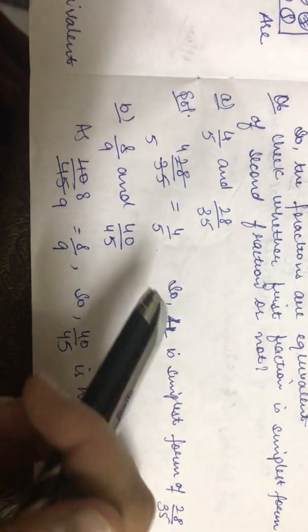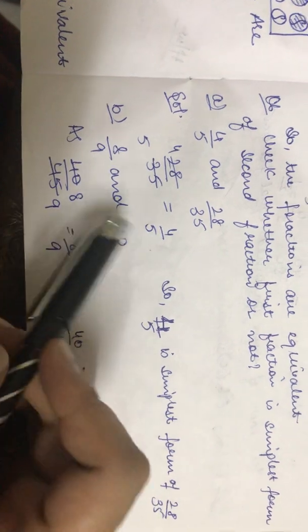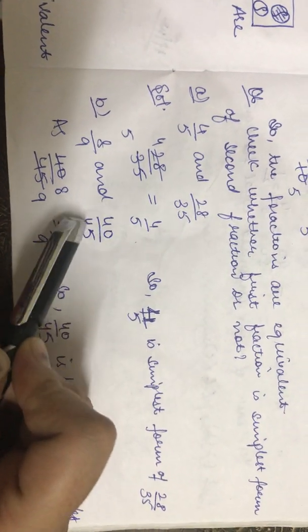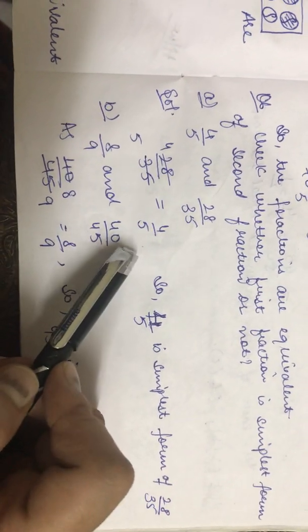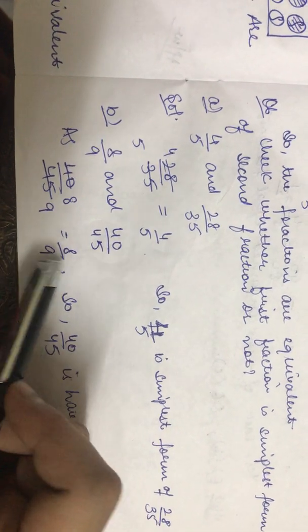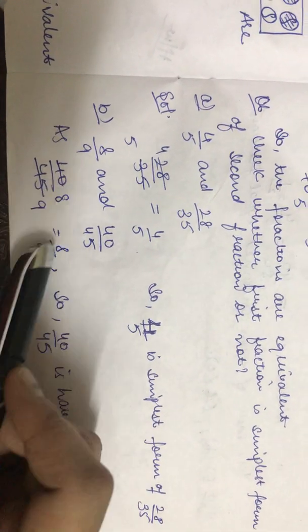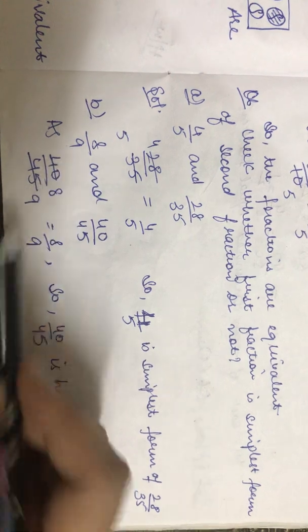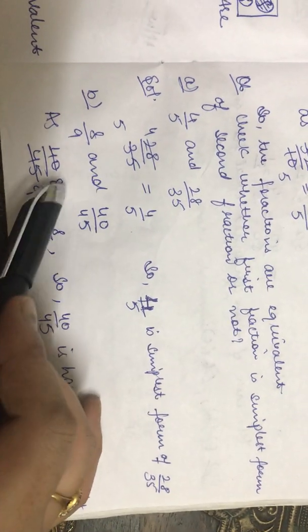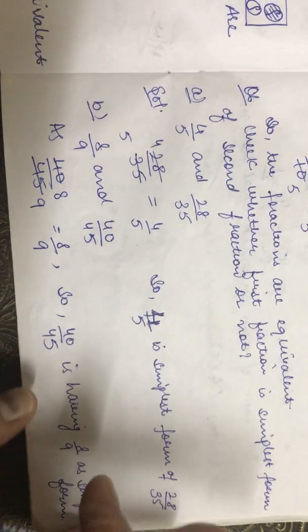B part is 8 by 9 and 40 by 45. 40 by 45 have the common table of 5. 5 8s are 40, 5 9s are 45. So again the answer is 8 by 9, which is equal to the first fraction. So yes, 8 by 9 is the simplest form of 40 by 45.